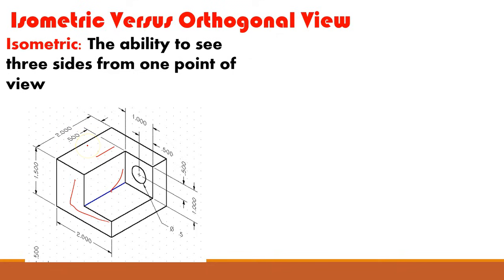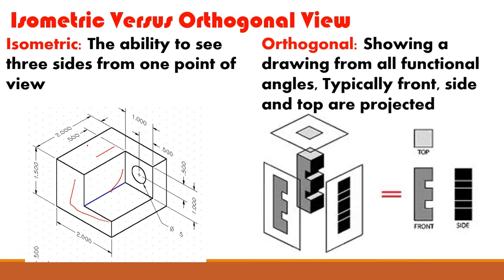You don't necessarily have to have dimensions on any of these views, on the isometric view in particular, but this helps give you a good visual for how the component is made and how the sides all relate to one another. Now you've got an orthogonal view, and it shows the drawing as a function from different angles. So, different types of projection.